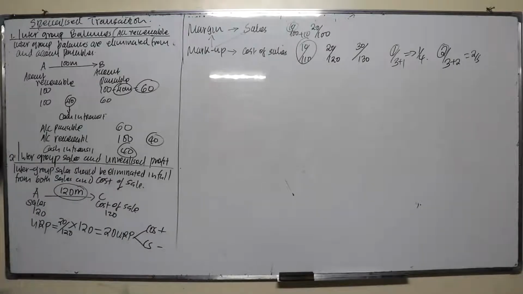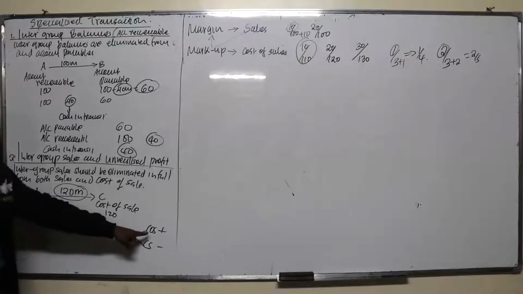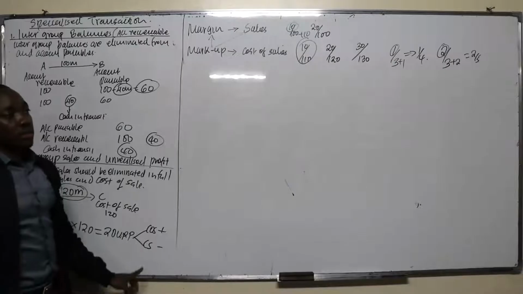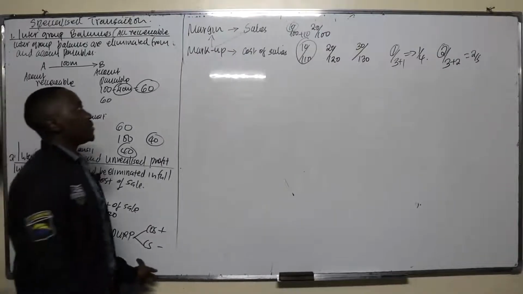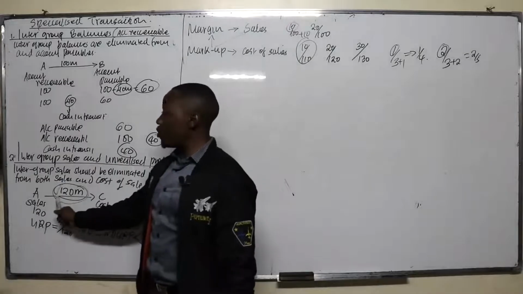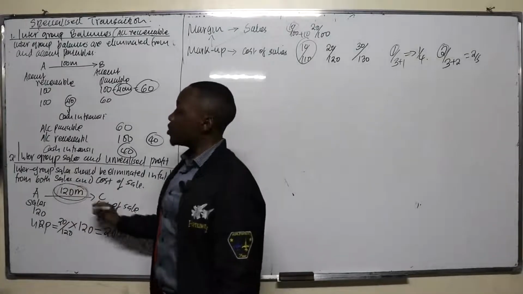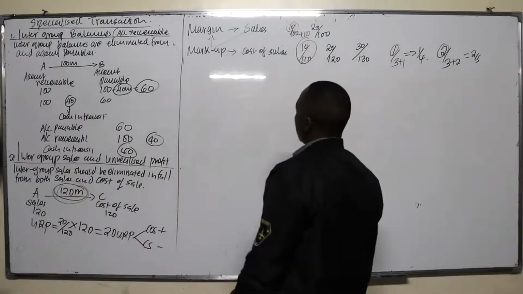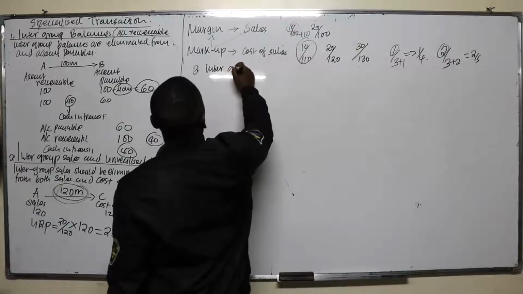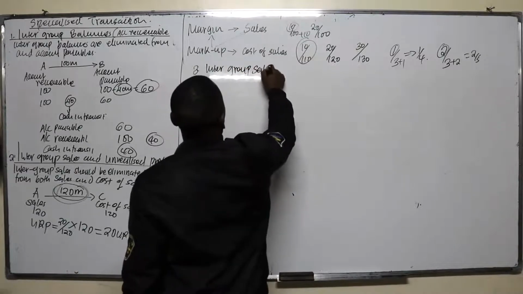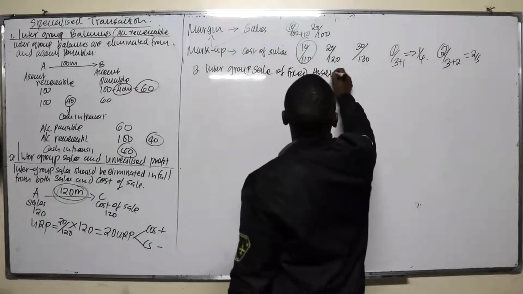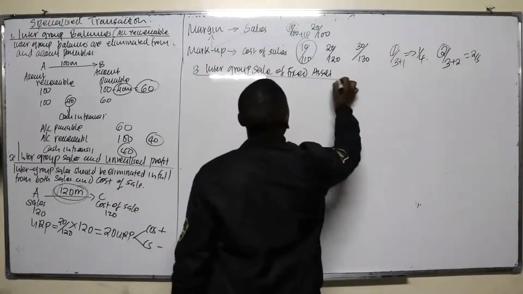Are we together? For unrealized profit, you added to cost of sales, then you eliminate it from the closing stock. Good. But for the intergroup sales, it should be eliminated from both sales and the cost of sales. Then number 3, we have intergroup sale of fixed assets.